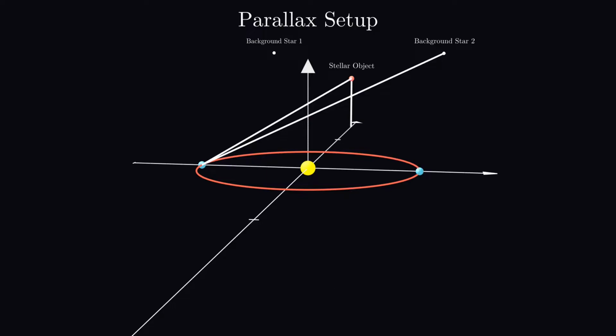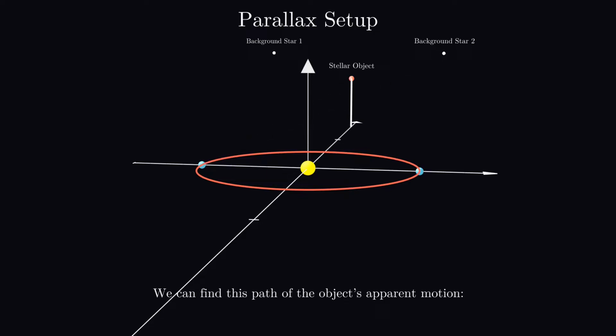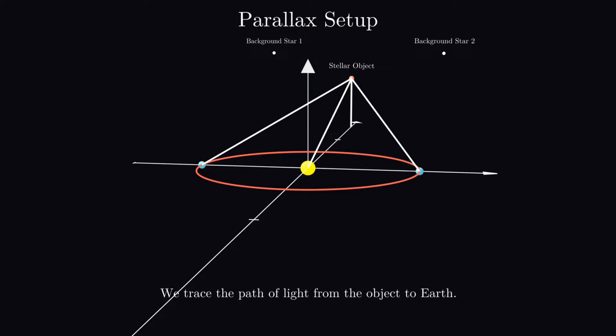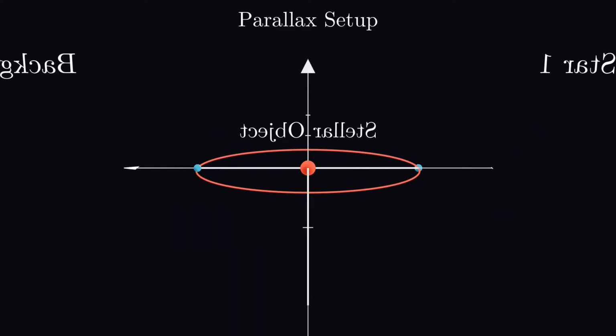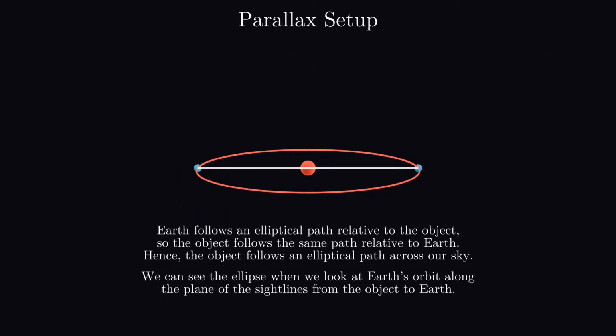We can find the shape of the apparent path of the object through the sky on Earth. First, we draw the sight lines from the object to Earth at both points in its orbit and to the Sun. Next, we orient ourselves so we are looking along the plane created by these sight lines. Here we see that the path that Earth appears to take through the sky from the object's perspective is elliptical. This is the same path that the object appears to follow from Earth's perspective. The scale of this path is greatly exaggerated for illustrative purposes.